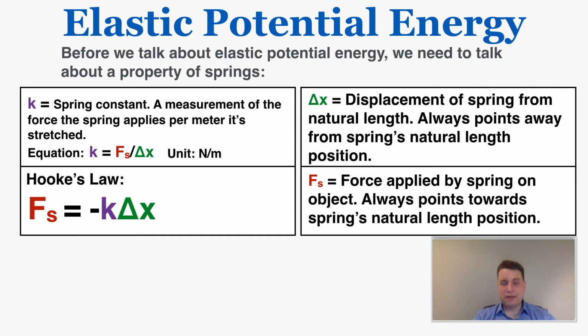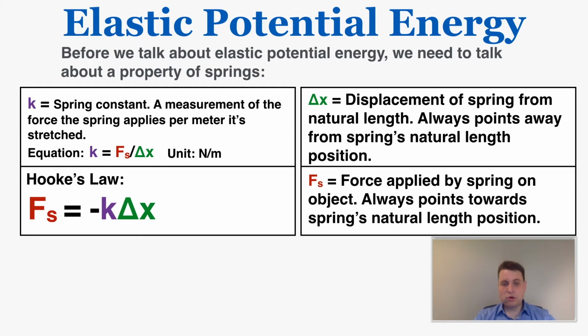So every spring has its own k constant. The smaller the spring constant of the spring, the weaker the spring is, the less able it is to apply force. So if you have a spring that has a k constant of 20, that means that for every 1 meter that you stretch or compress it, it applies 20 newtons of force. So if you compress it for 3 meters, it will apply 60 newtons of force. So that's what the k constant tells you.